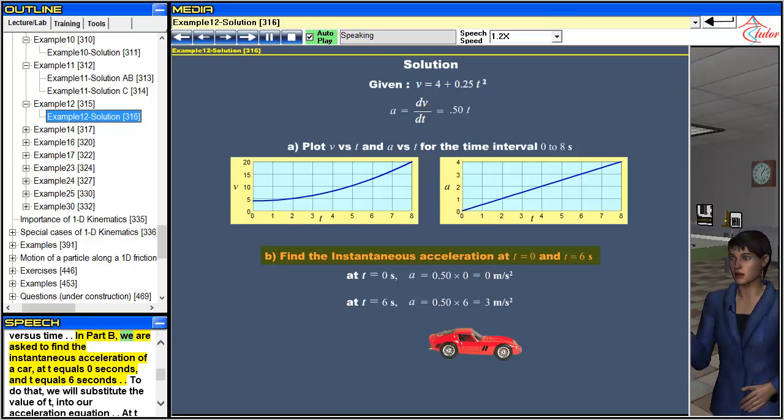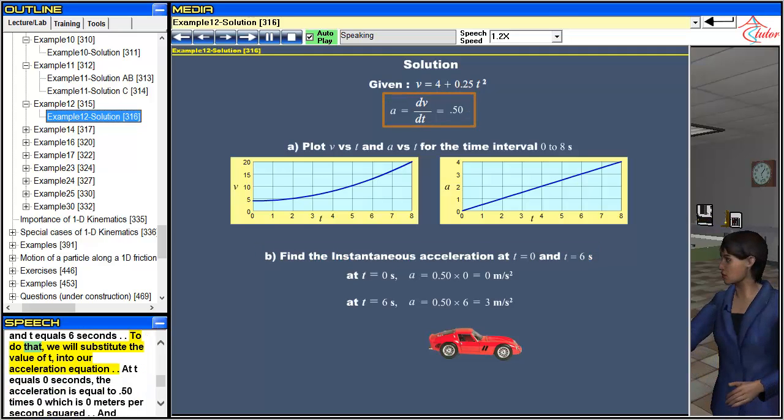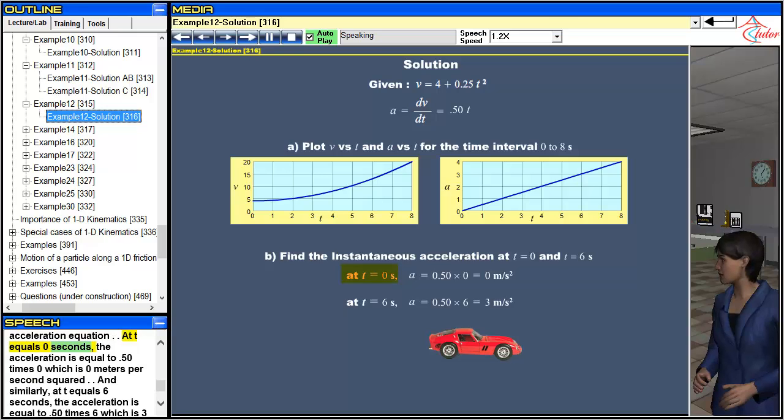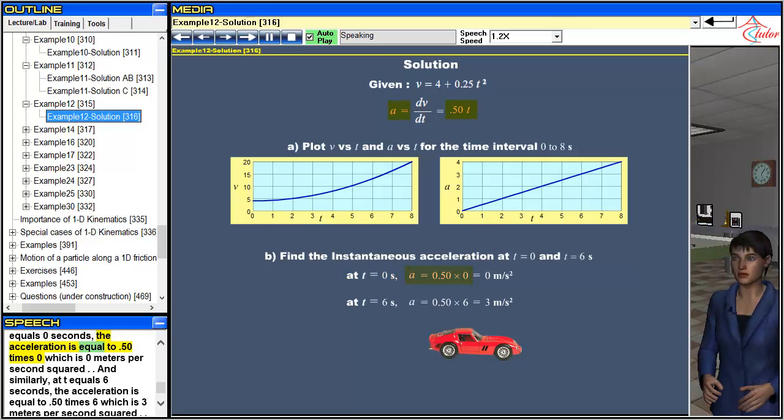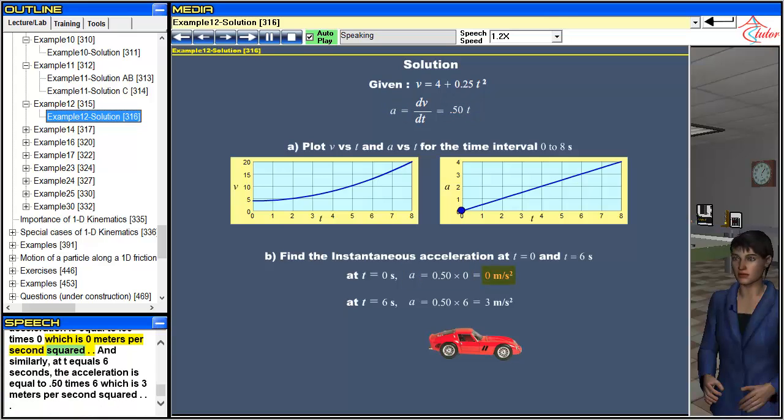In part B, we are asked to find the instantaneous acceleration of a car at t equals 0 seconds and t equals 6 seconds. To do that, we will substitute the value of t into our acceleration equation. At t equals 0 seconds, the acceleration is equal to 0.50 times 0, which is 0 meters per second squared. And similarly, at t equals 6 seconds, the acceleration is equal to 0.50 times 6, which is 3 meters per second squared.